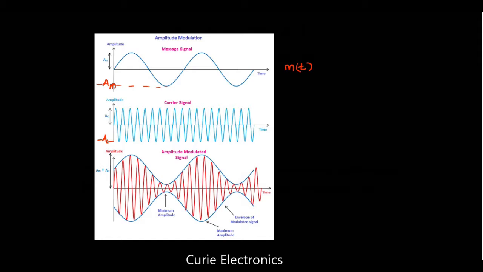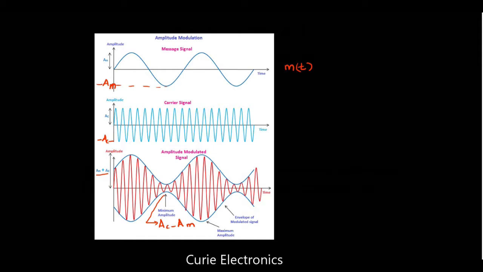See, what is the peak? At any instant, the amplitude is the sum of the carrier signal plus the message signal. That is given as AM plus AC. That is the maximum value. And here we are getting the minimum value. What is the value? AC minus AM. That is the minimum value.